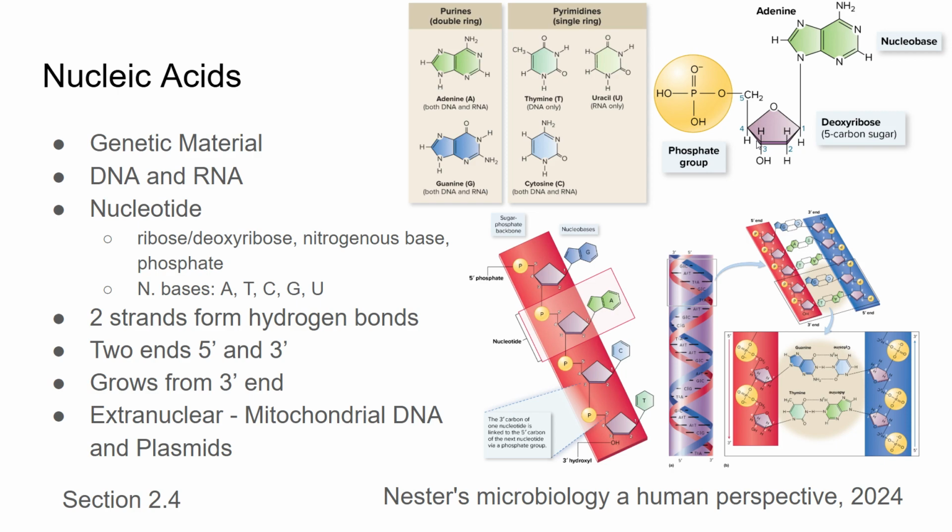So we actually have a few different types of nitrogenous bases. We have adenine and guanine, those are your purines. And then in the pyrimidines, we have thymine, cytosine, and uracil. Now, thymine is only found in DNA, and uracil is only found in RNA. But the other three are found in both.